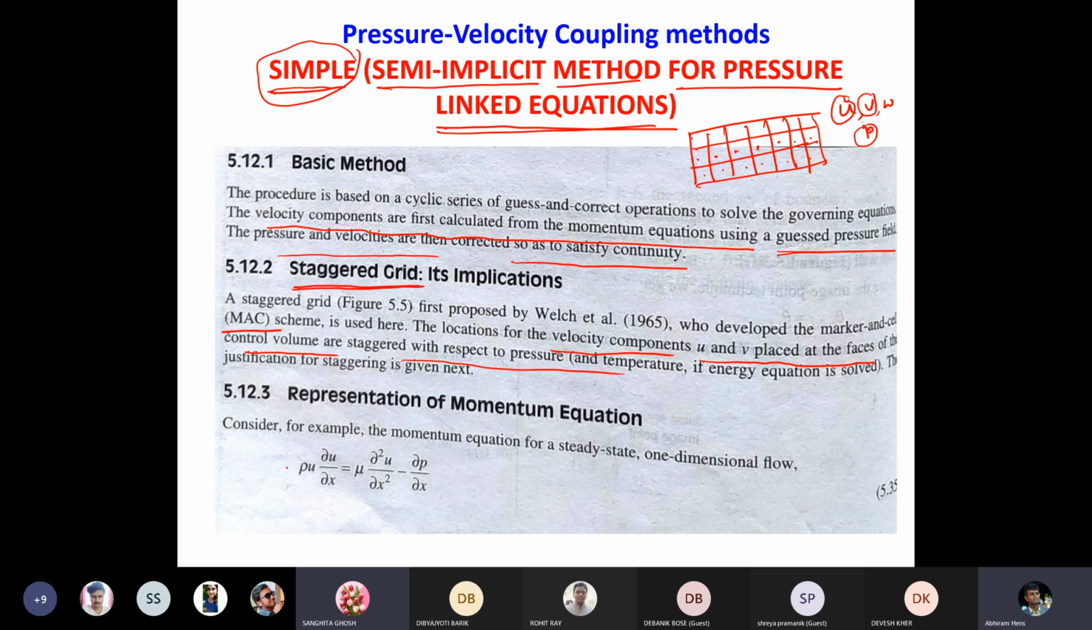So first, let us consider a simple one-dimensional, steady state momentum equation like this. The temporal part is not there; only the convective part, the diffusive part, and the pressure part are there. This is just to simplify it and to understand the concept of the staggered grid.